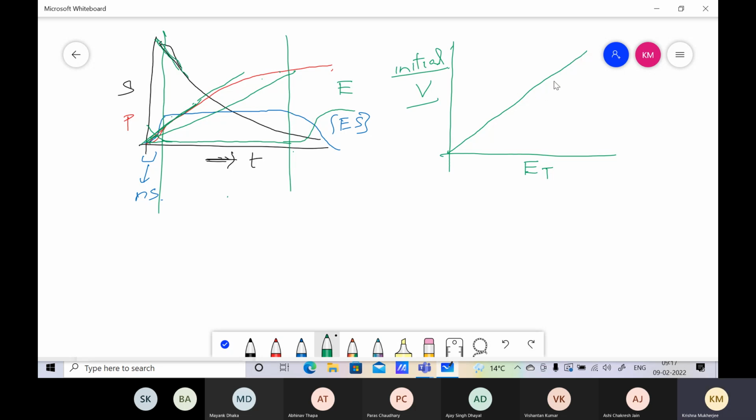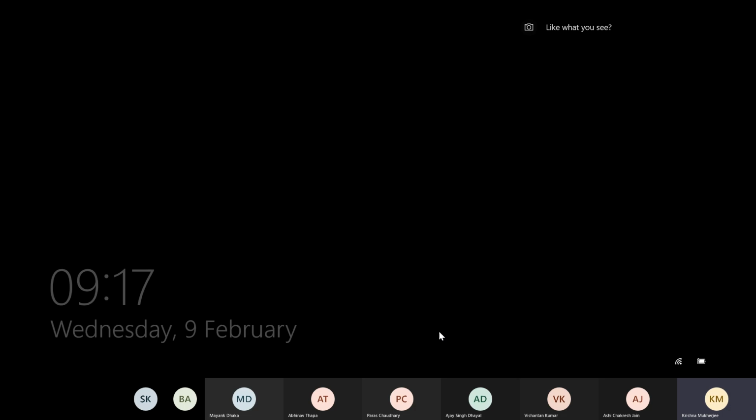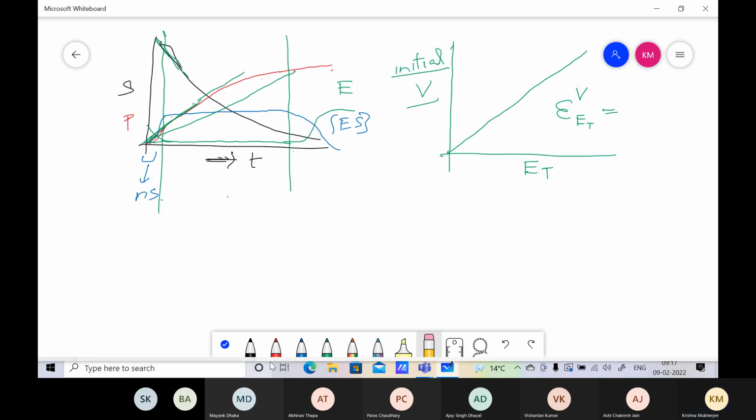And so what is the elasticity associated with this? So what is the elasticity of V with respect to ET? That's equal to, hello? 1. So this is 1. You waited so long that the computer stopped working. So this is 1.